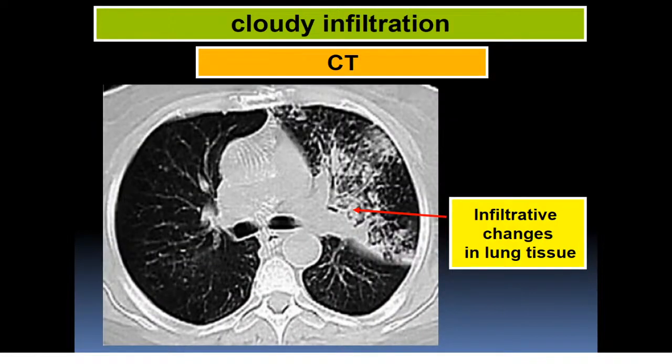This is tomography of cloudy infiltration. You can see infiltrative changes in lung tissue in the left lung. This is the upper lobe of the left lung. Infiltration of the upper lobe.